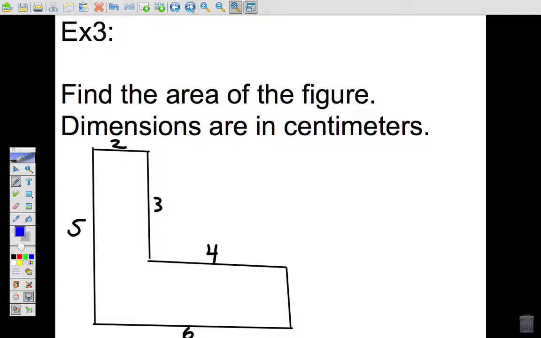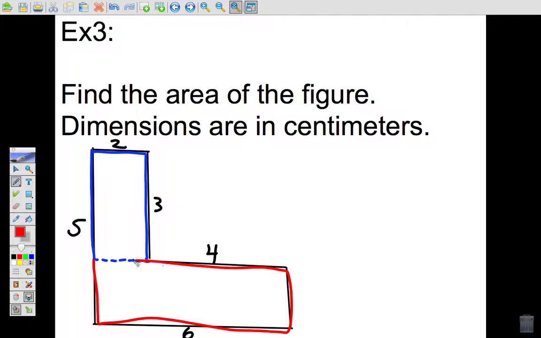Well, you've got to divide it into rectangles and squares. So for example, how about if I drew a line across this way and we separated it into this rectangle, and then I'm going to put in a different color this rectangle.